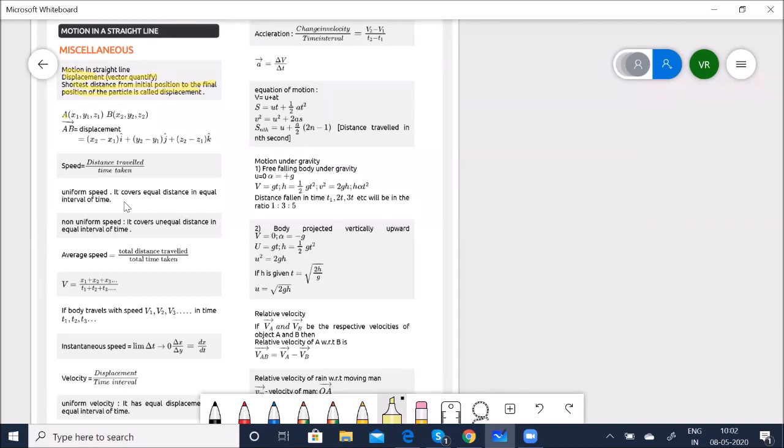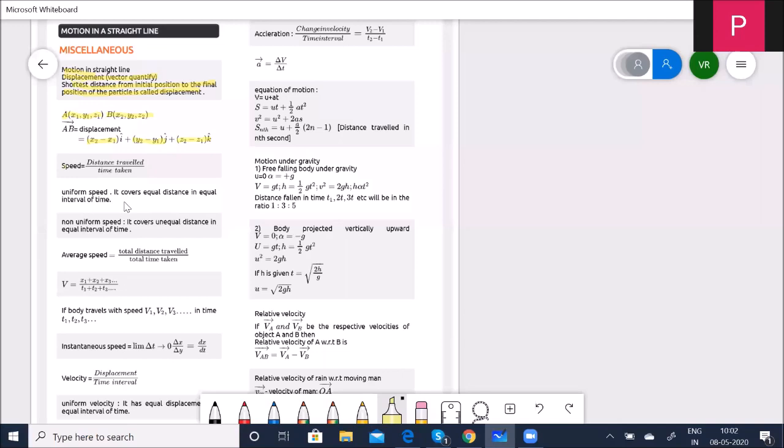Suppose we take a point A, (x1, y1, z1), and B is (x2, y2, z2). Then the displacement is going to be (x2 minus x1) i plus (y2 minus y1) j plus (z2 minus z1) k, because we are going to resolve the displacement into the three components, that is the i, j, and k vectors.